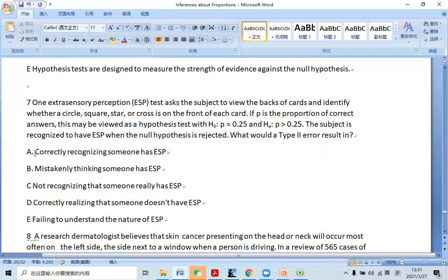Correct. So let's go through this one by one. Correctly recognizing someone has special ability. Is that an error? No, this one's not an error. We don't choose this one. How about this one? You mistakenly think someone has special ability. You mistakenly believe this guy has a special ability. That is type 1 error. You reject the null hypothesis, but the null hypothesis is true. You don't choose this one.